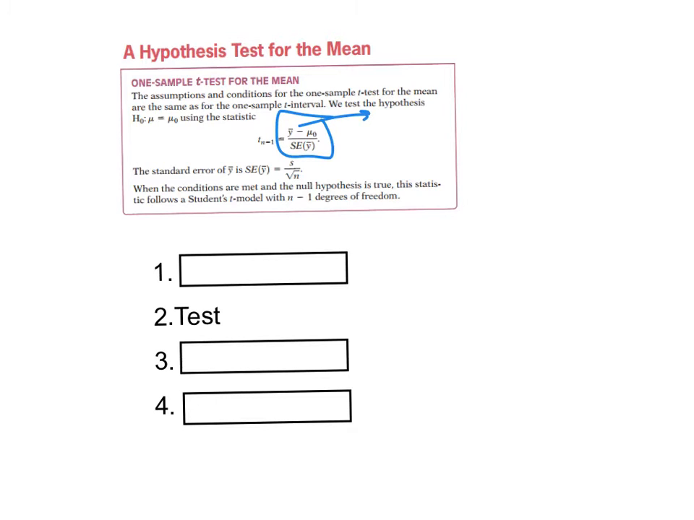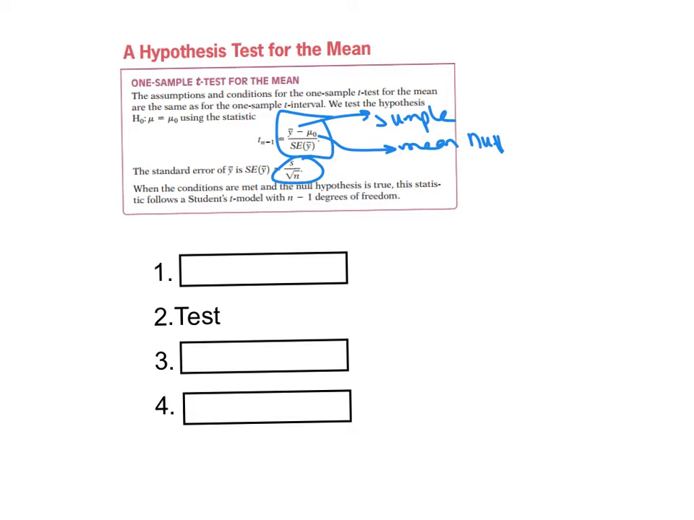So notice again that the y bar would be for your sample. This is the mean for your sample. The mu naught is the mean for your null hypothesis, which again they'll give you. And then SE is still your standard error, like before. So, really important pieces of information when you're doing a hypothesis test.